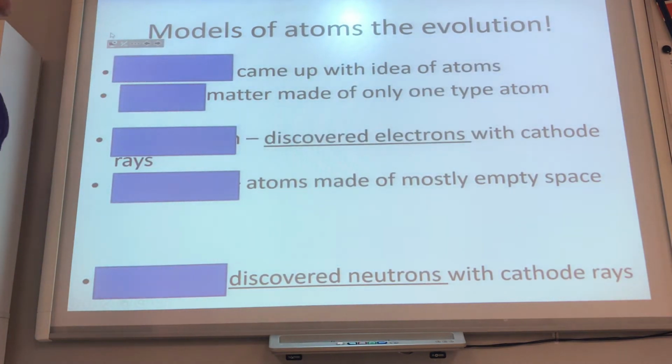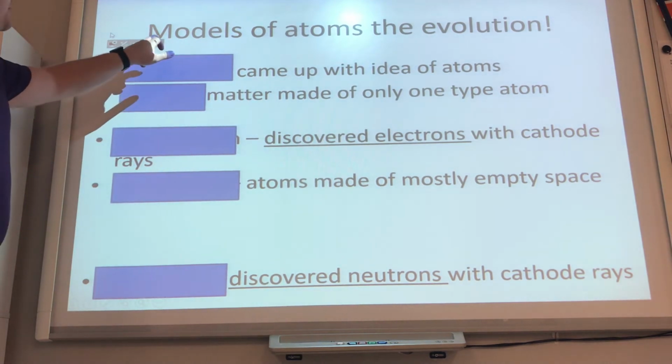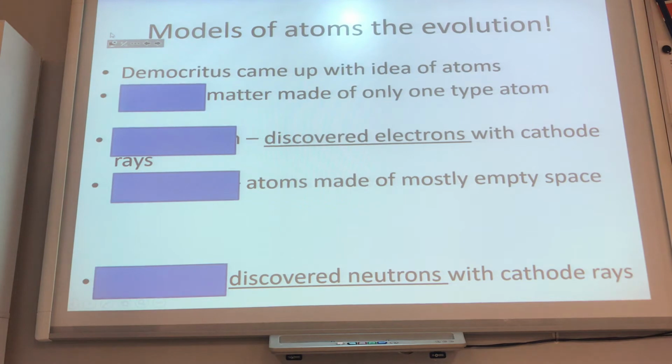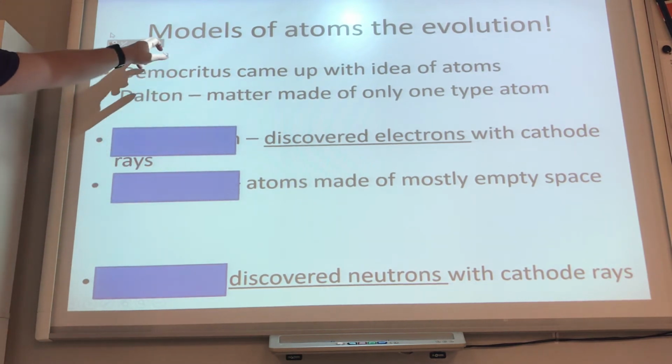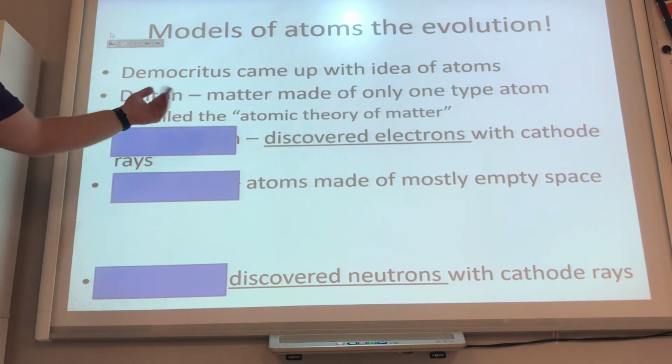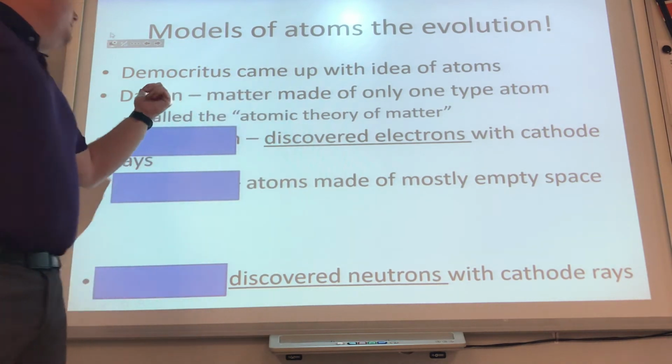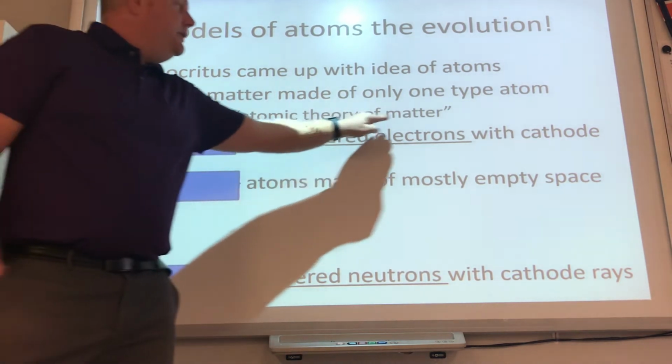Models of atom, the evolution. So here's where we come up with the scientists and who discovered what and how it changed. Democritus came up with the idea of the atom. Well, then we had to figure out what does it look like. Dalton: matter made of only one type of atom. Oh, so he came up with the idea for the element. He called it the atomic theory of matter. Okay, so his atomic theory of matter was created by Dalton. Dalton created the atomic theory of matter.